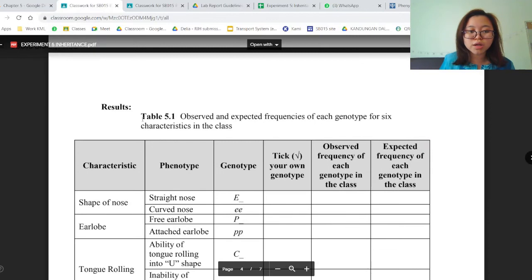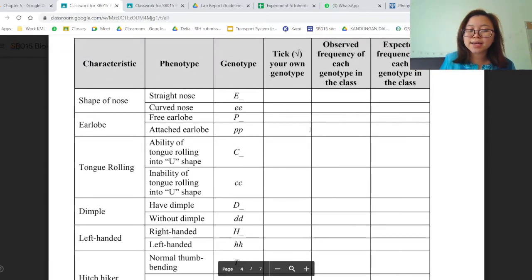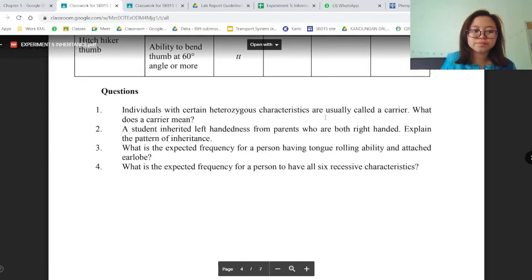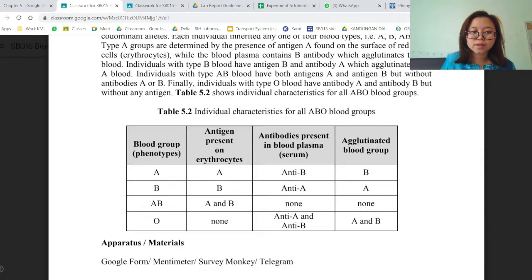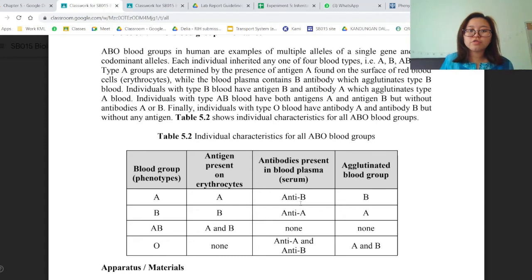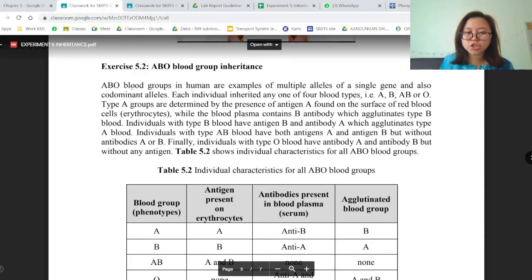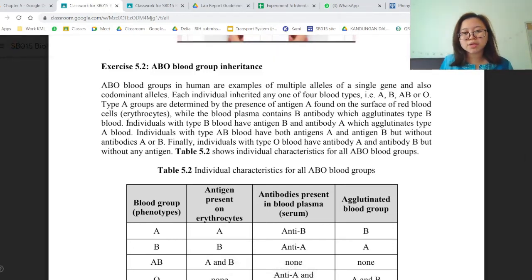Lepas tu untuk lab report, kamu perlu salin table 5.1 ini. Dan tick lah. Ini nanti kita akan kira dan letakkan value. And then here are questions for 5.1. Okay. For 5.2 ni explain pasal allele controlling blood. When you do your introduction for your lab report, you can add this to the introduction as well. Tapi tidak payahlah semua, kamu boleh ringkaskan.